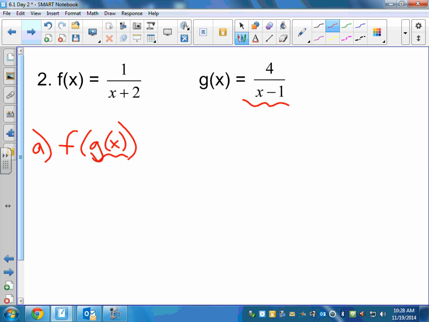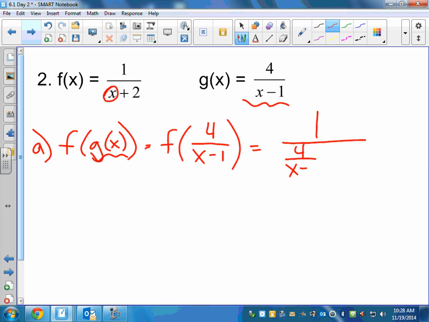But the crazy middle part, if you hated that part, I'm going to show you a shorter way to do this. So I'm going to take g, which is 4 over x minus 1. I'm going to take that fraction, and I'm going to replace it right here. Which means I'm going to have a fraction, and I'm going to throw a fraction in the bottom. That's exciting, right? So I'm going to get 1 over, instead of putting x, I'm going to put 4 over x minus 1, and then I still have plus 2. Questions on where I'm getting that part?